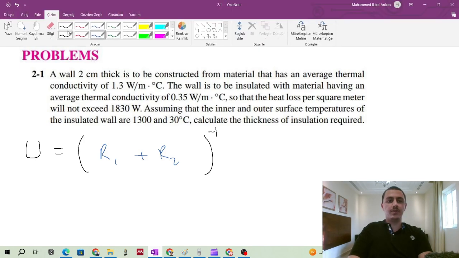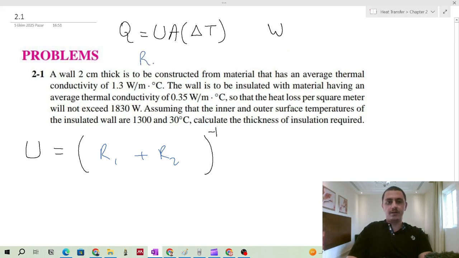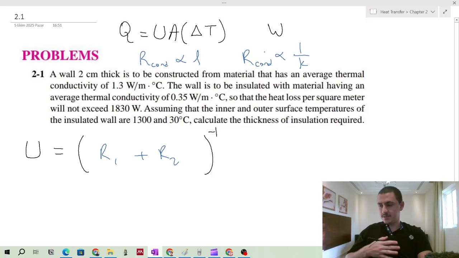But how do we calculate the resistance? Conductive resistance is proportional to length. The more the length, the more the conductive resistance. And the more the conductivity, the less resistance. So when I increase the conductivity, resistance will be less, because the material allows you to transfer heat easily, but we are talking about resistance to heat transfer. That is like resisting against the heat transfer, so it is inversely proportional to the conductivity.